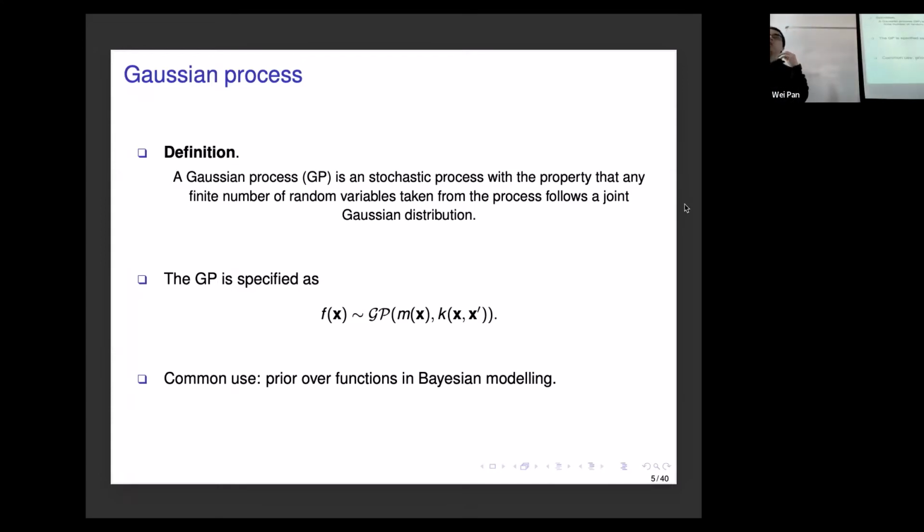And who here is familiar with multivariate Gaussian distributions? Can you raise your hands?